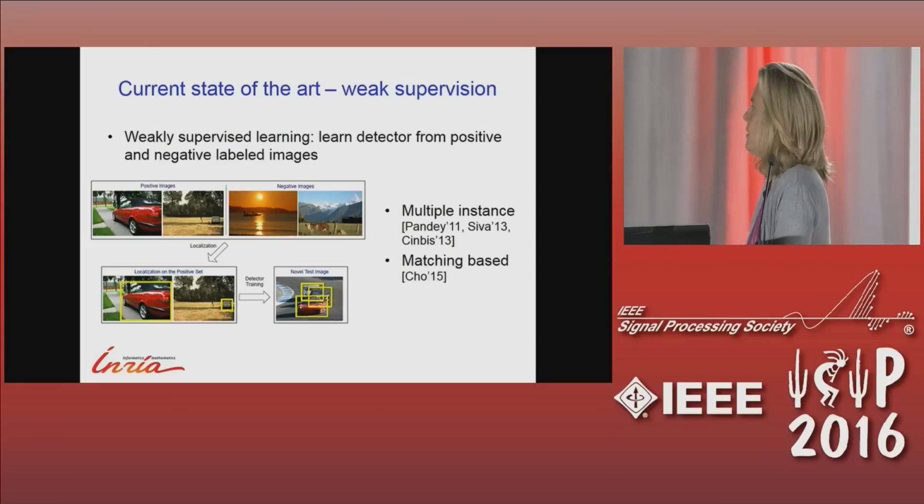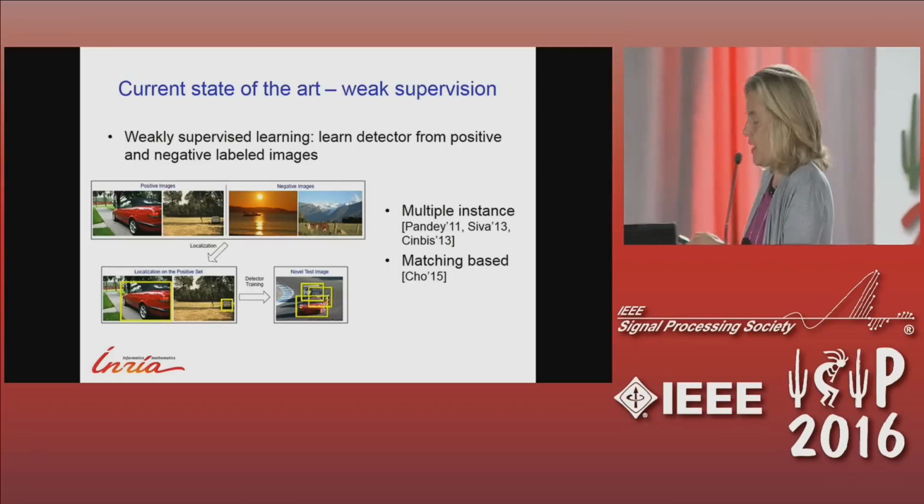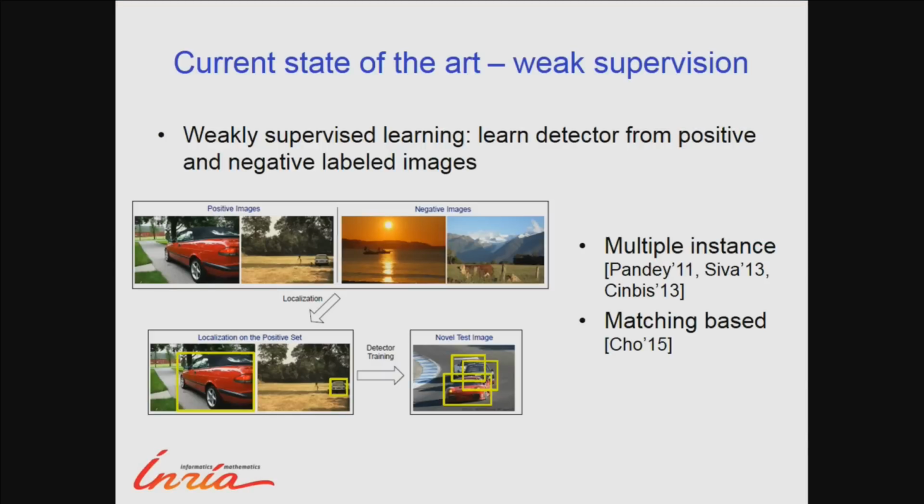Here is an illustration of one type of approach where you have the labels for the full image given, but then you want to determine automatically which are the recurring objects in the image. Here you have the label car, for example, and then you want to learn where in the image the car is present. The different approaches are either based on multiple instance learning or matching based.